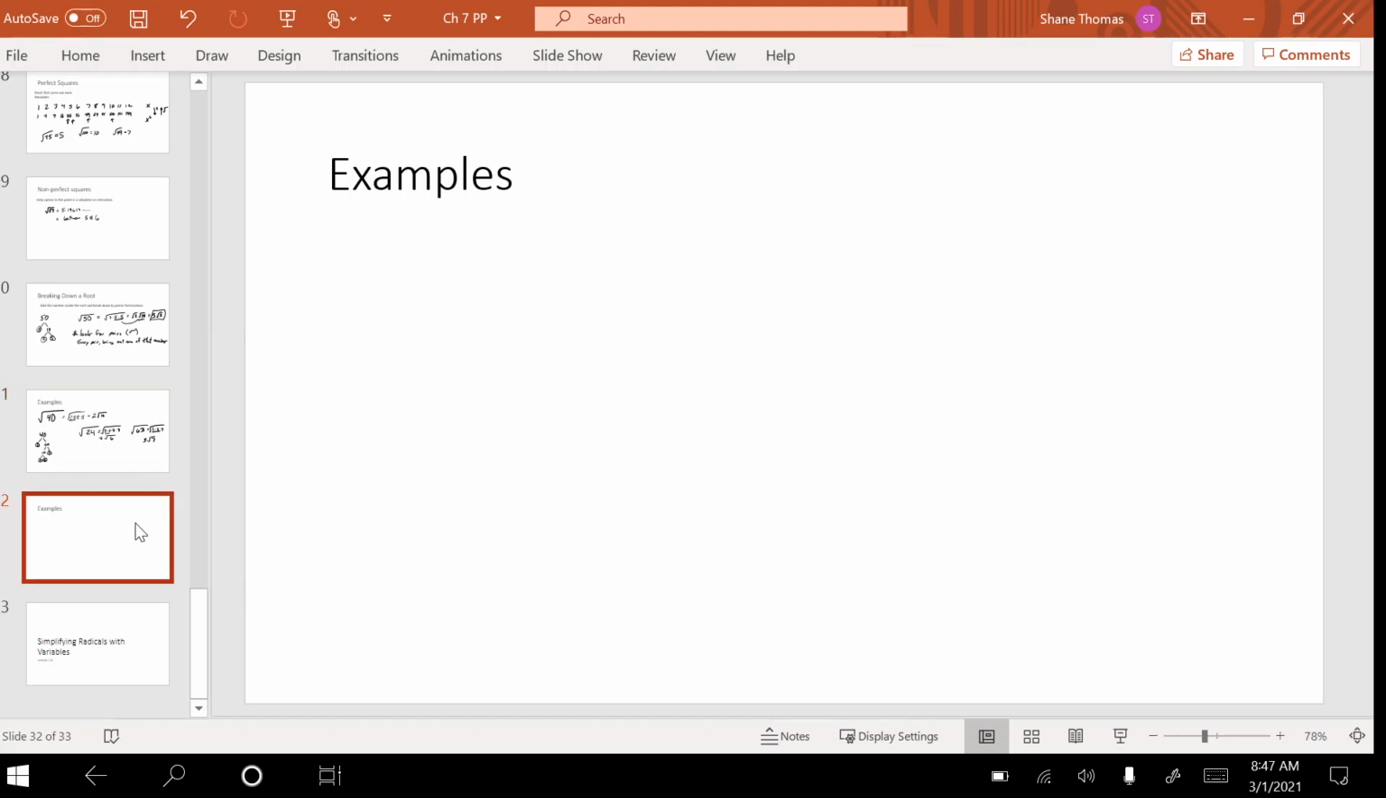I think it's pretty easy. I want to do one together, then I'll give you a couple more. About the square root of 32. So the square root of 32 is 16 times 2. 16 is 4 times 4, and 4 is 2 times 2, for both of them.